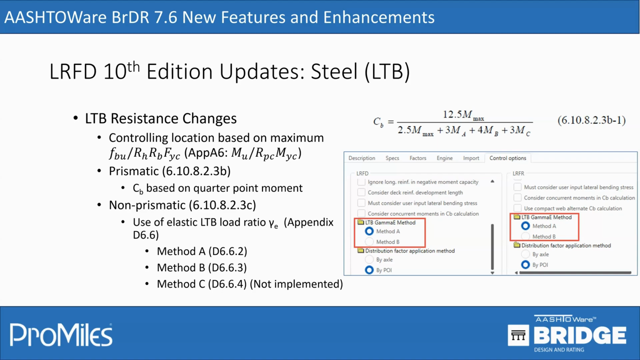So on the right-hand side, you can see control options were introduced for both LRFD and LRFR. You can either select method A or method B, and these methods will be used for computing the elastic LTB load ratio when you're considering a non-prismatic section.